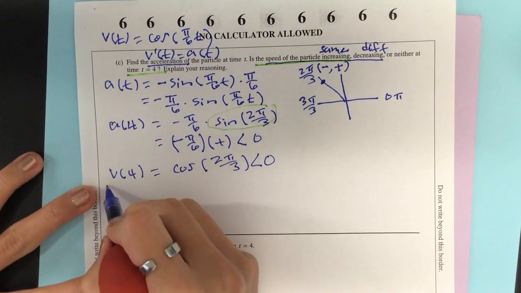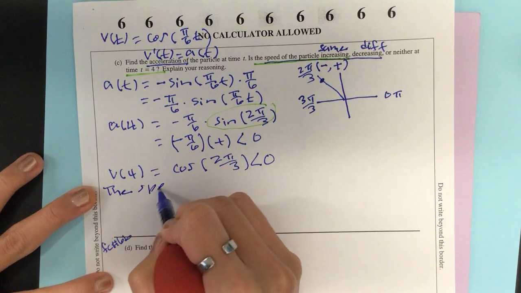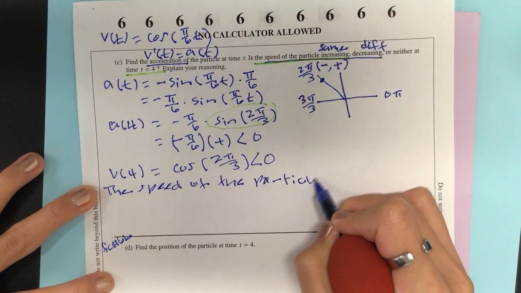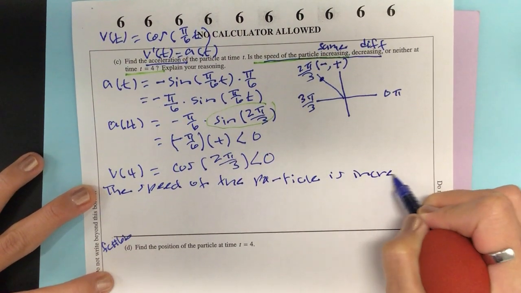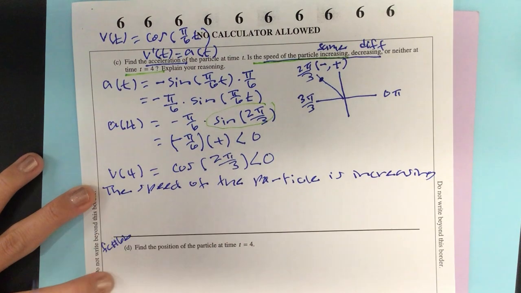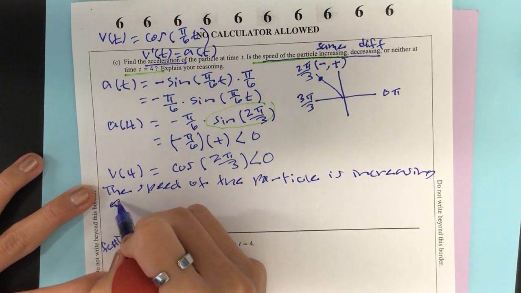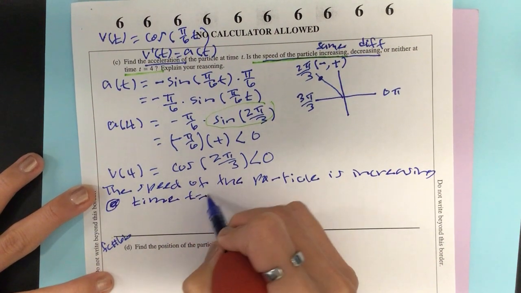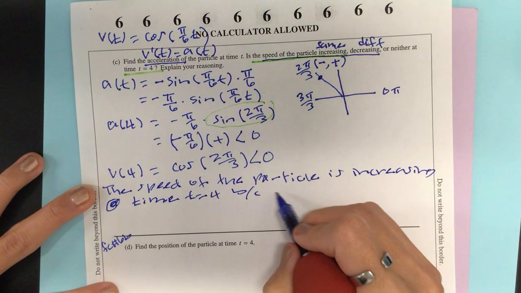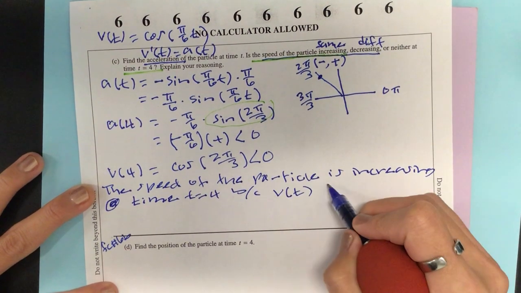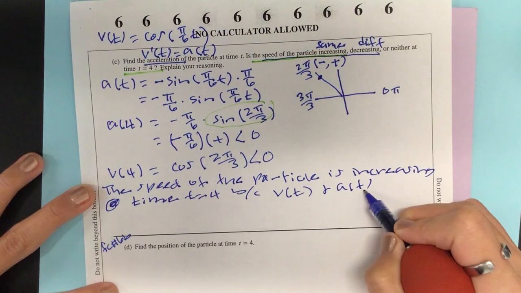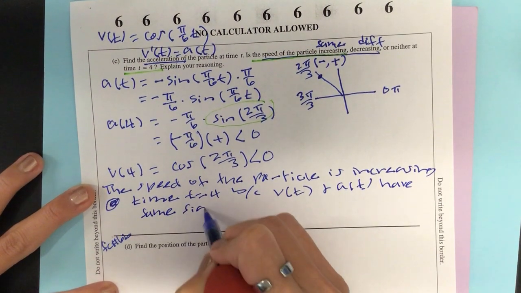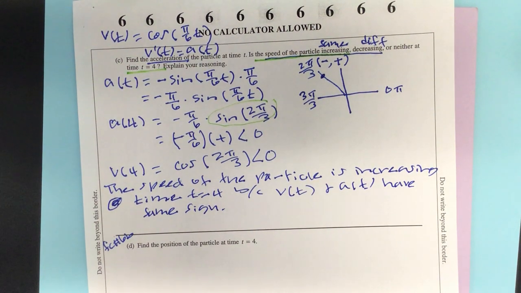So let's see if I can fit all this in. The speed of the particle is increasing at time t equals 4. Make sure you're writing everything down because I'm going to have 2 people read what's on their paper without looking at mine. Because v of t and a of t are what kind of sign again? Good. V of t and a of t have the same sign. If you added some words, that's okay.